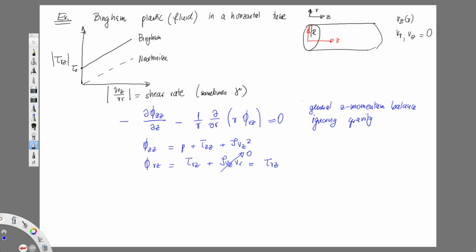Is the tube in motion? Is the tube moving? Is it stationary or is it in motion? No, the tube is stationary. What is the driving force? A difference in pressure.